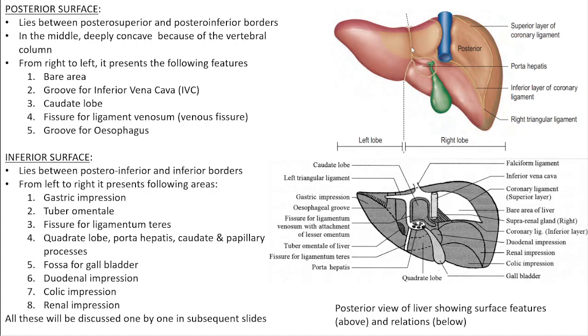Then you can see there is another double layer of peritoneum here lying within a fissure. This fissure is called the fissure for ligamentum venosum. We will discuss that, what it is. And then further to the left of this lies a vertical groove for the abdominal part of the esophagus, hence called the esophageal groove. Right. And then between the posterior inferior border and the sharp inferior border of the liver lies this, which is called the inferior or the visceral surface of the liver, and it is this surface which comes in relation to the various other viscera of the abdominal cavity.